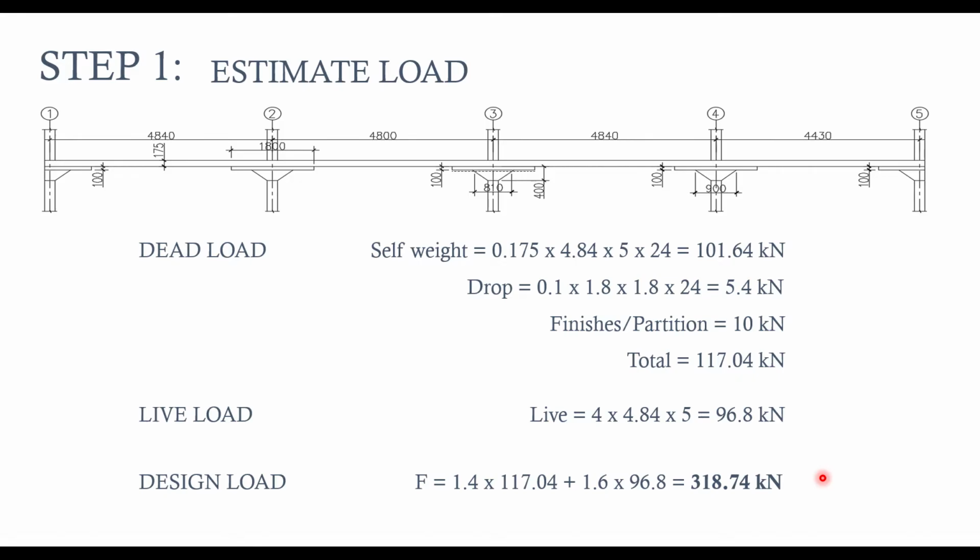318.74. But you might want to convert this load to an area load, an area form. In order for us to do that, all you have to do is divide the total load by the area of the panel. The panel is 4.84 by 5. So you have a design load of 13.2 kilonewton per meter square, and also a design load of 318.74 kilonewton. This one is in kilonewton, and the other one is in kilonewton per meter square. Both of them are going to be useful in this analysis.